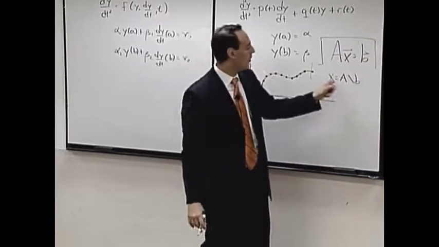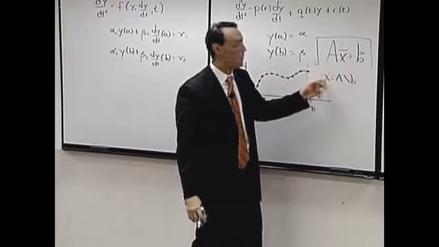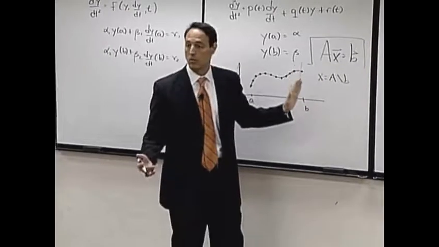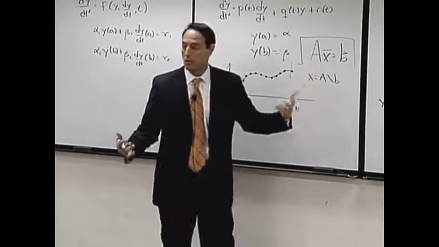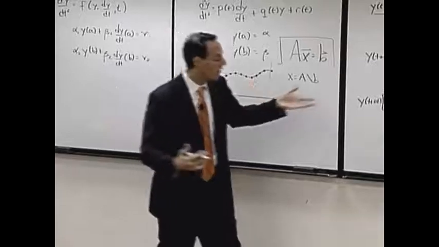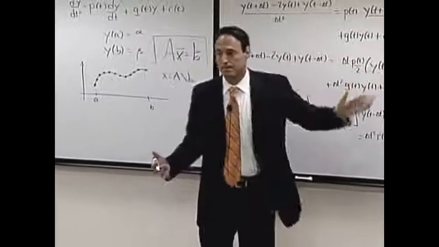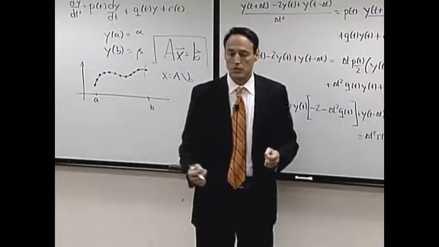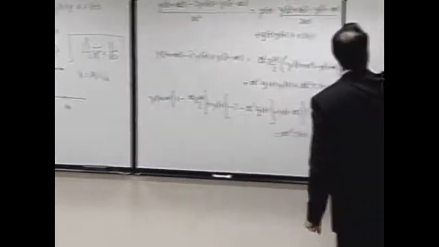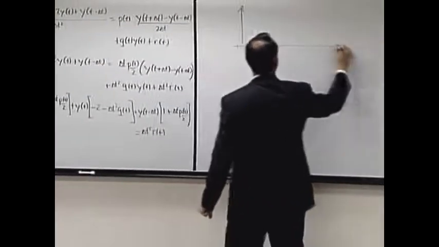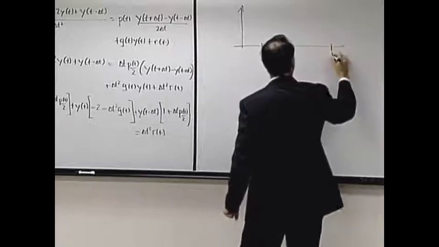So let's talk about what is A, B, and what are my unknowns. X is what I'm trying to solve for, and so I have to know what A and B are and what I'm trying to solve for. What I'm trying to solve for here is Y. Okay? So what I'm going to think about doing is setting up this problem where I'm going from A to B.